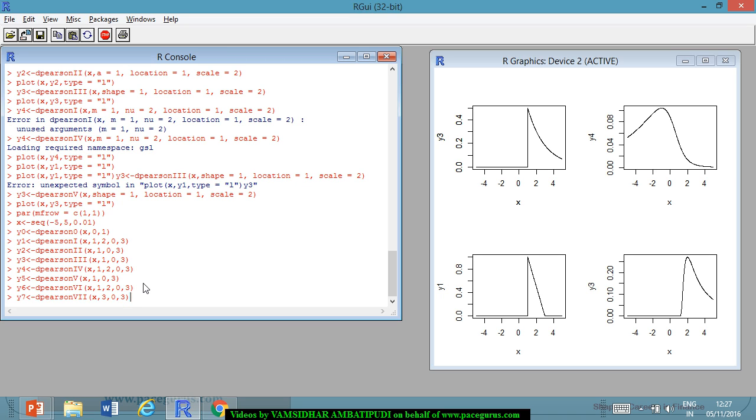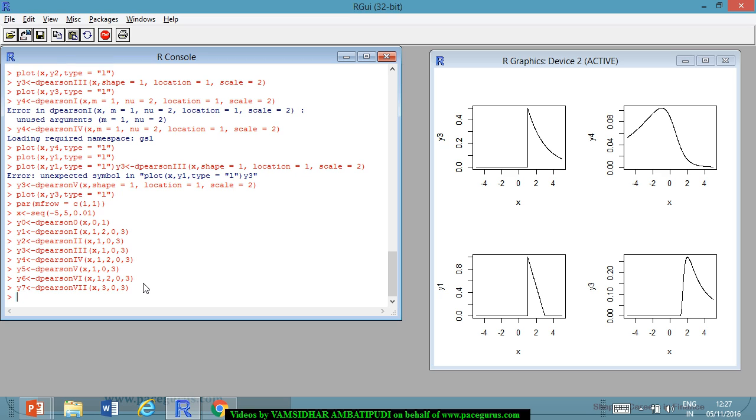So let's say we have these different kinds of distributions that we want to plot in one single chart. Initially let me plot one of them. So I'll plot x comma y0. The first one I want to plot as a line, so I'm setting type equal to "l". Now I want to set the limits, right?